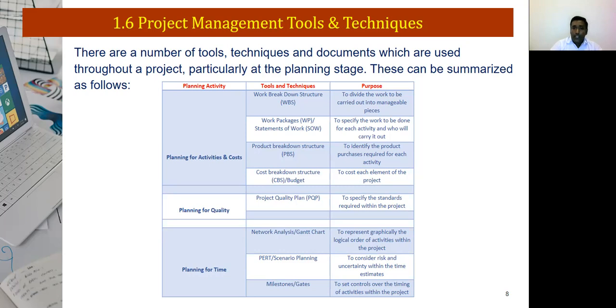Product breakdown structure, on the other hand, will have the product purchases required for each activity. The cost breakdown structure will identify where expenditure is capital or revenue in nature. For planning for quality, we have the PQP, project quality plan, which will specify the standards required within the project. And in terms of planning for time, which is more crucial, we will be looking at network analysis, Gantt charts, PERT, scenario planning, milestones.